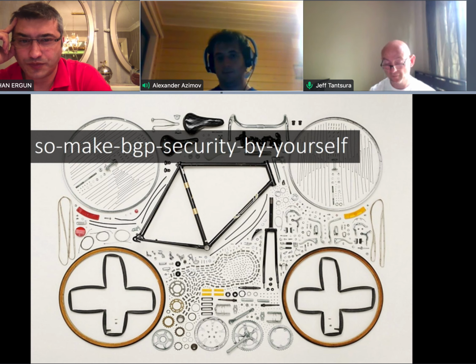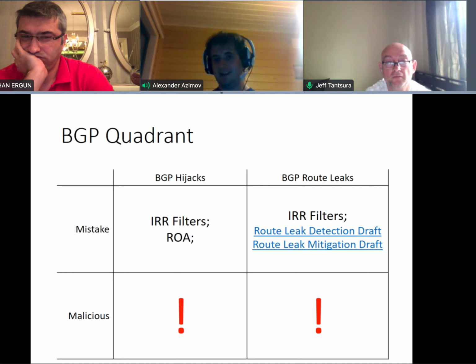So we need something new. We need a new tool. We have a lot of them, and we need another one that will finally solve our problems. Because our security quadrant looks like this. We have tools to detect mistaken hijacks. For this kind of problem, IRR filters and ROAs are useful. We have some tools and some proposals to detect mistaken route leaks. And we have nothing for malicious activity. If tomorrow there are 10 attacks using BGP, it will be really hard to figure out what is happening.